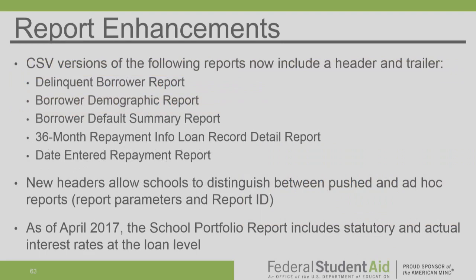So I also mentioned we added a number of CSV reports, so we've gone ahead and listed here for you those reports that are now available in CSV. So that's delinquent borrower, borrower demographic, borrower default summary. So that's an old report that's been around for years and years and years. The 36-month repayment info loan record detail report, that's a mouthful. We went ahead and created that in CSV version, as well as the date entered repayment report. Also mentioned that we did update and create headers and trailers on all of those files.